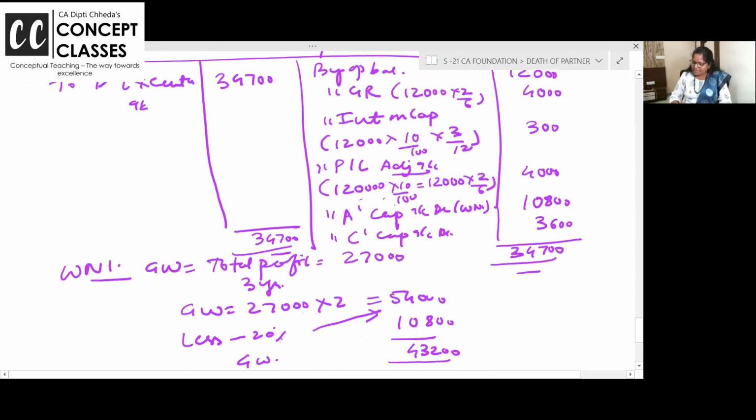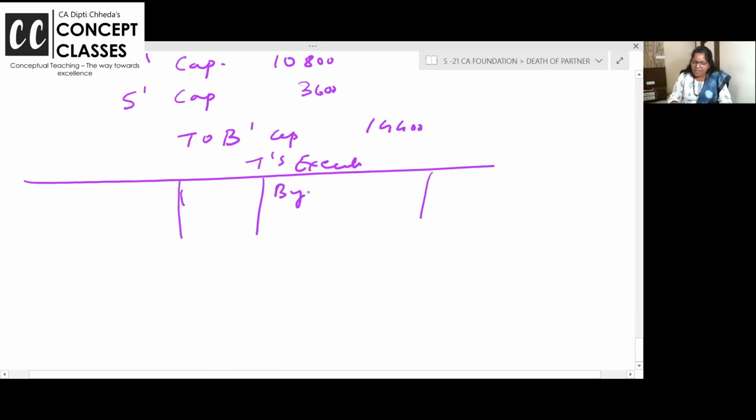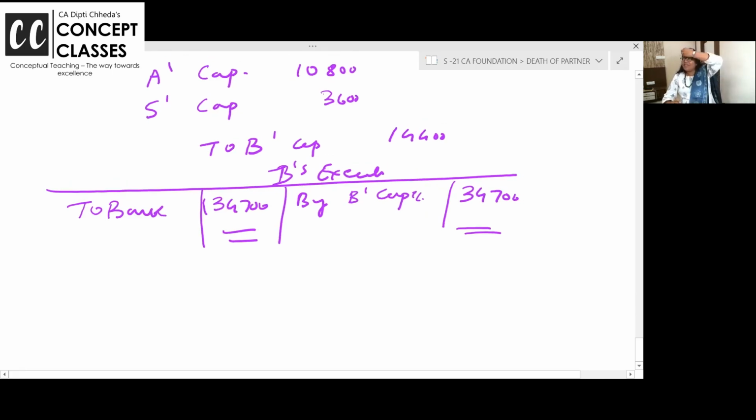34,700 we have to pay to his executors, and they have asked you to make the executors account. So make B's executors account. B's capital account debited, 34,700, and to bank 34,700. One line over and out. Give it to B's executors account, 34,700.